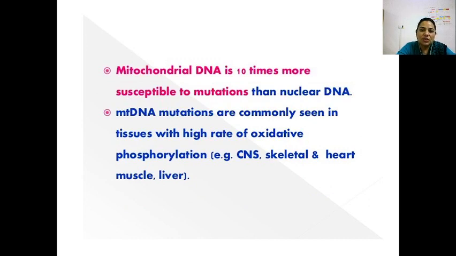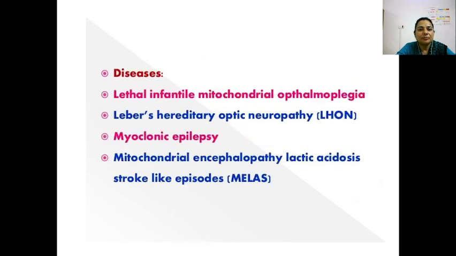Mitochondrial DNA mutations are commonly seen in tissues with a high rate of oxidative phosphorylation, that is the CNS, skeletal and heart muscles, and the liver. Diseases are the lethal infantile mitochondrial disease, ophthalmoplegia, Leber's hereditary optic neuropathy and myoclonic epilepsy. Mitochondrial encephalopathy, lactic acidosis, stroke-like episodes are seen in males.